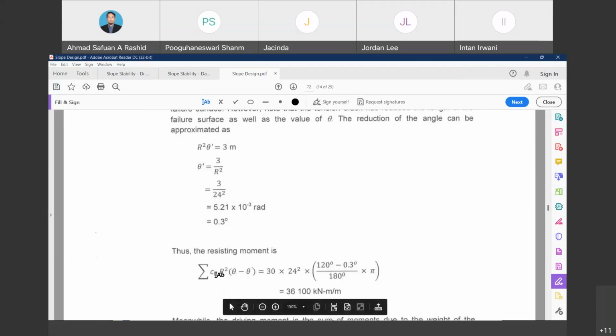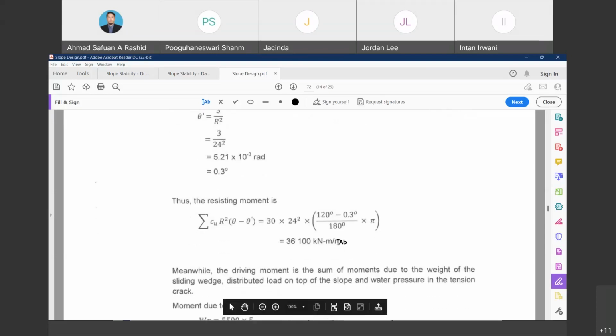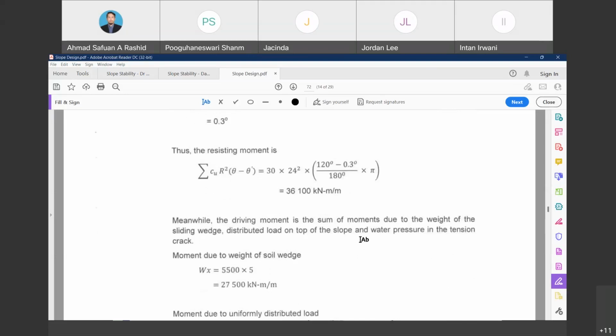So the resisting moment is not 36,600. The new resisting moment, after we subtract 7.16, is 7.16 over 180 times pi times 24 squared times 30. The new value is 34,031 kilonewton per meter run. It means that for every 1 meter run, the moment is about 34,000. I will share the correct one later on. So that is for the resisting moment. Meanwhile, the driving moment is the sum of moments due to the weight of the sliding wedge.